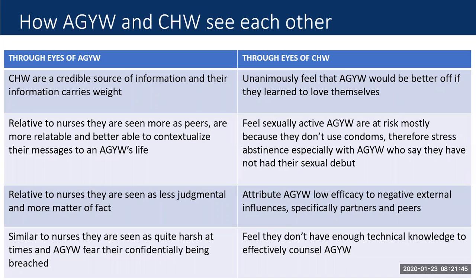The healthcare workers sort of feel that adolescent girls would be better off if they learn to love themselves and make decisions for themselves. And there's a lot of frustration around that. There is a lot of judgment around sexual activity. There is a lot of justification about adolescent girls' low efficacy and who is affecting them. That goes back to some self-justification from the community healthcare workers and maybe giving up sometimes. And very importantly, they don't feel that they have enough technical knowledge to counsel adolescent girls and young women.